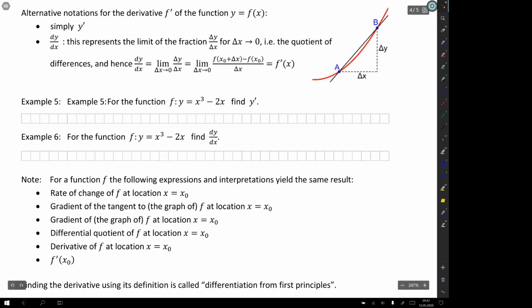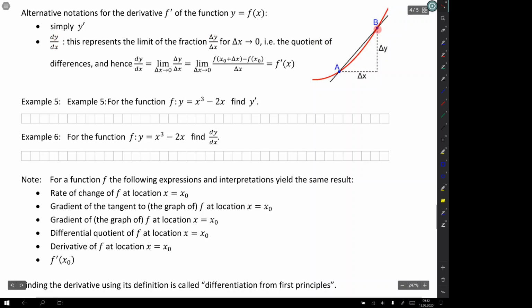There are some alternative notations for the derivative function f dash. Since y is f of x, we can just write y dash. Or another way of writing that, instead of y dash, is dy by dx. This dy by dx represents actually the fraction delta y by delta x when delta x goes to 0. So this dx means delta x very, very small going towards 0, and when delta x goes to 0, then also the delta y becomes very, very small. So we write dy by dx.